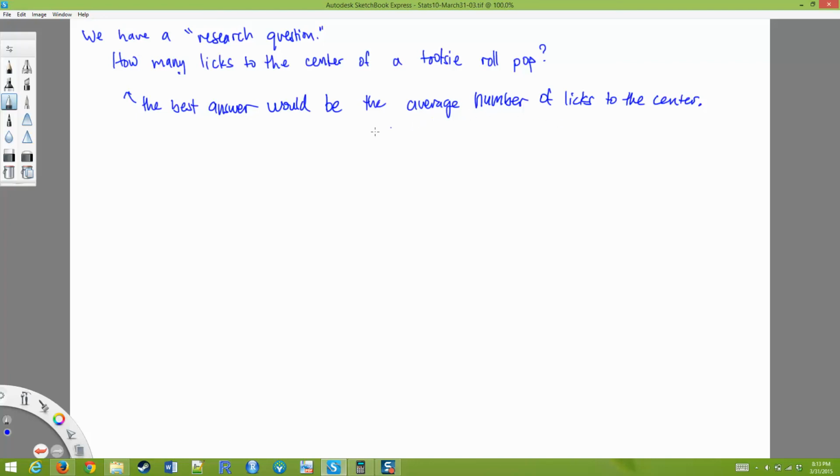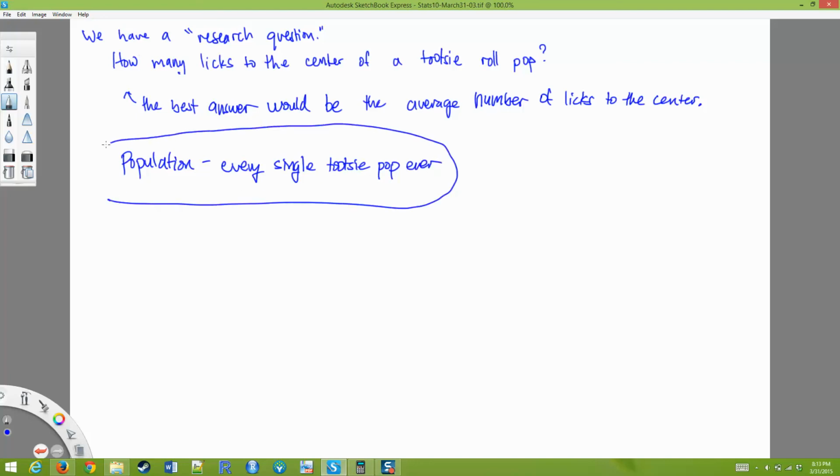Okay, so here we have something. To get the true answer, this is really a hypothetical question. We cannot answer this directly because we have something called the population, and this is every single Tootsie Pop ever. This is this mysterious thing. Every single Tootsie Pop ever defines our population.